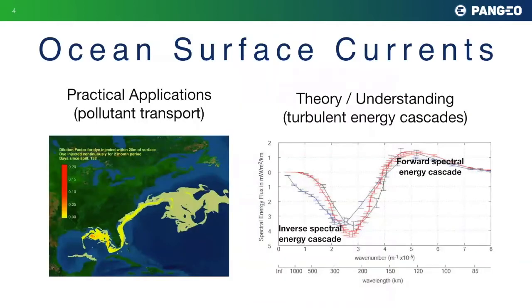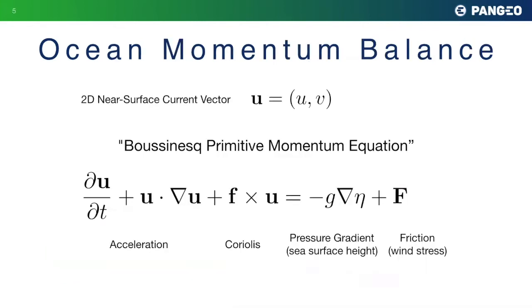Some impacts of ocean surface currents. Well, knowing about these currents is very useful for things like understanding where pollutants are going to go. When the Deepwater Horizon oil spill occurred, knowledge about these currents allowed us to forecast and understand where the oil was being dispersed. They're also really central to theoretical studies about ocean circulation. For example, I've shown a figure where we assess turbulent energy cascades, showing how energy is flowing between different scales. This type of work is very important for improving climate models and deepening our understanding of the Earth system.